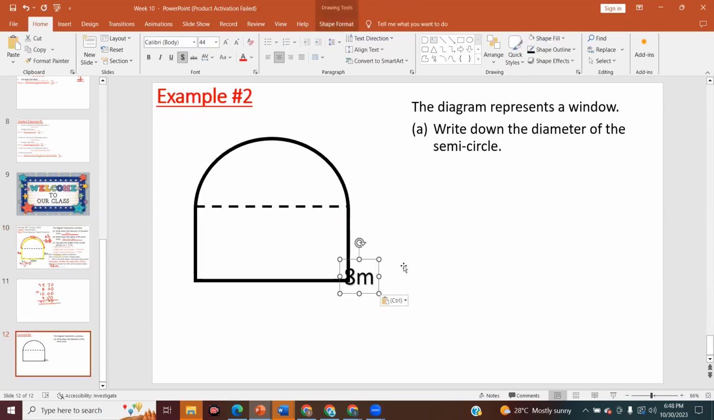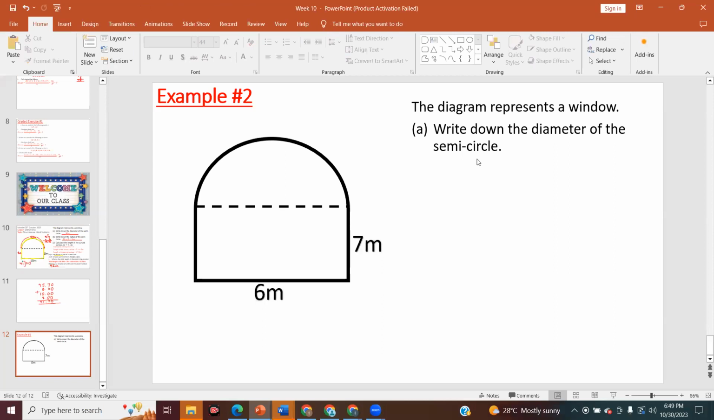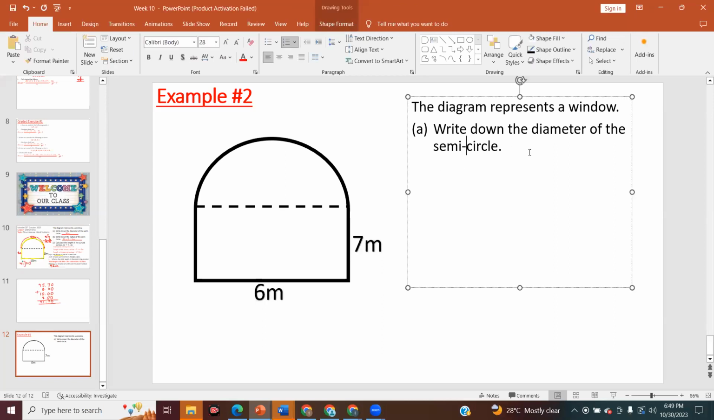Let's say that this is 7 meters on this side. Say that on this side we have 6 meters on this side. So the first question is, what is the diameter of the semicircle? Class, what is the diameter? It's going to be what? 6 meters. Very good. So diameter is definitely going to be 6.